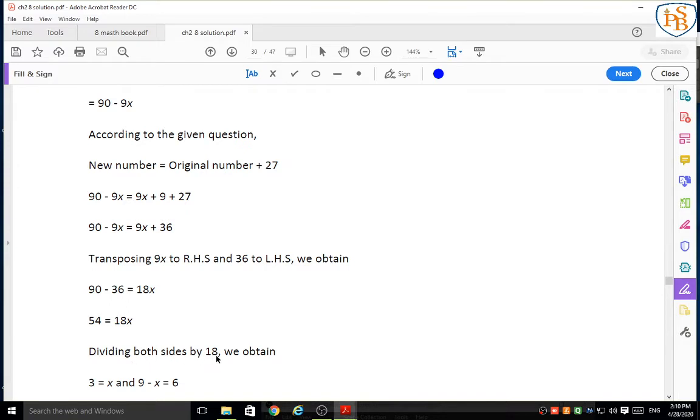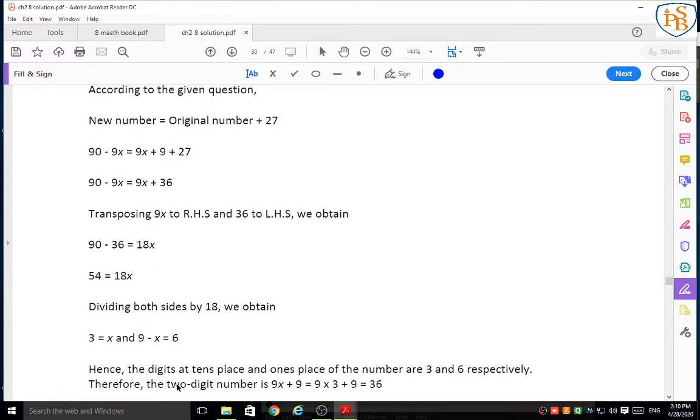Dividing both sides by 18, we obtain 3 is equal to x and 9 minus x is equal to 6. Hence, the digits at the tens place and the ones place of the number are 3 and 6 respectively. Therefore, the two-digit number is 9x plus 9, which is 9 into 3 plus 9, equal to 36. Like this, you have to solve question number 3.